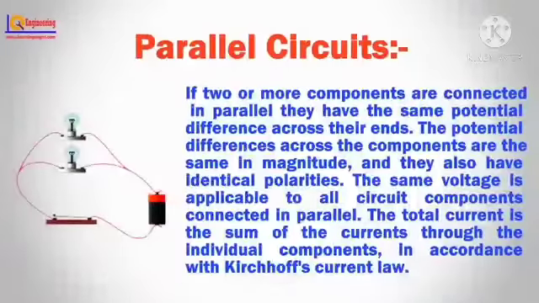Parallel circuits. If two or more components are connected in parallel, they have the same potential difference across their ends. The potential differences across the components are the same in magnitude and they also have identical polarities. The same voltage is applicable to all circuit components connected in parallel. The total current is the sum of the currents through the individual components in accordance with Kirchhoff's current law.